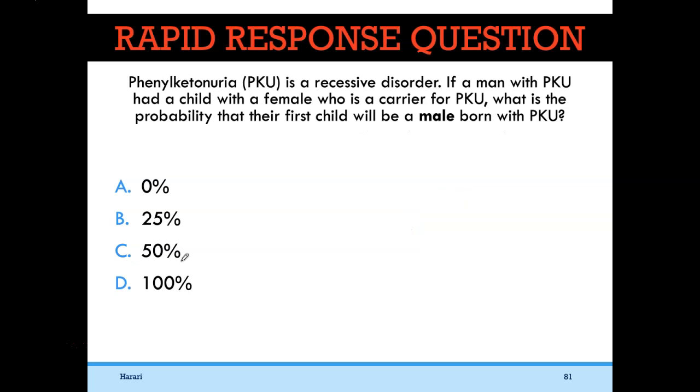Finally, here's another question about PKU. If a man with PKU had a child with a female carrier, what is the probability that their first child will be a male born with PKU? So this is multiplying the 50% chance of having PKU with a 50% chance of having a male, giving us B, 25% chance of having a male born with PKU.